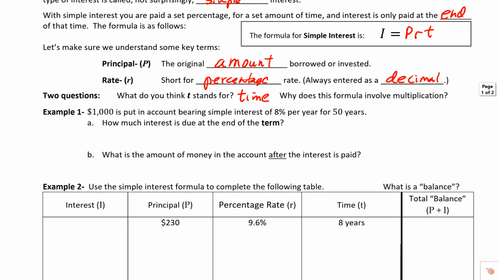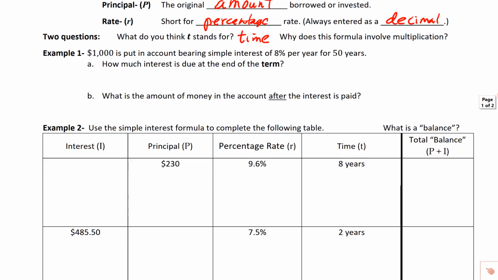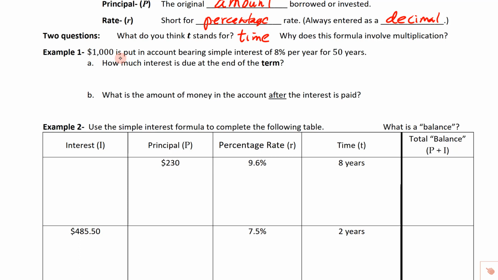So let's take a look at an example right here with some nice round numbers. So let's say $1,000 is put in an account bearing simple interest of 8% per year for 50 years. How much interest is due at the end of the term? And when we say term, that's another way of saying at the end of the time period. So let's write down what the formula is. The formula is I equals PRT.